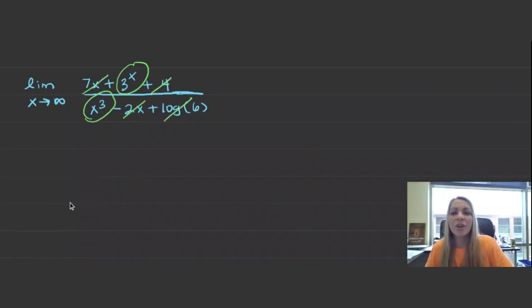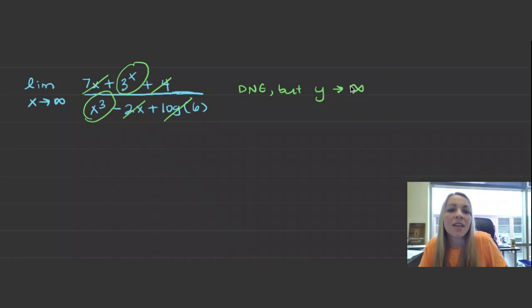So what I have here is a dominating term on top because exponentials dominate over powers. And when I have a dominating term on top, this is going to go towards infinity. So this one does not exist, but y approaches infinity. We can use these ideas outside of power functions as well because exponentials dominate powers, which dominate logs.